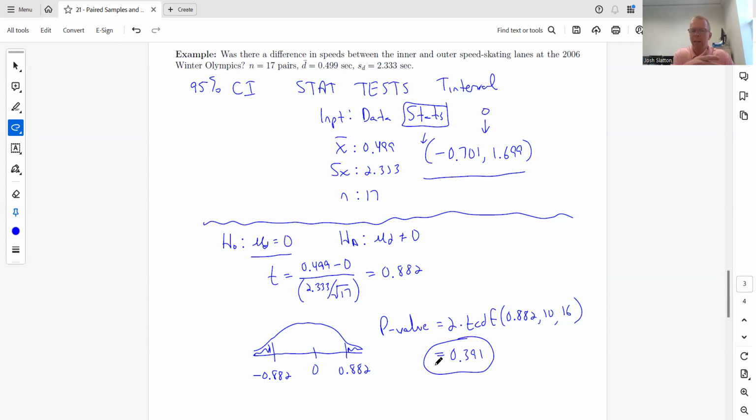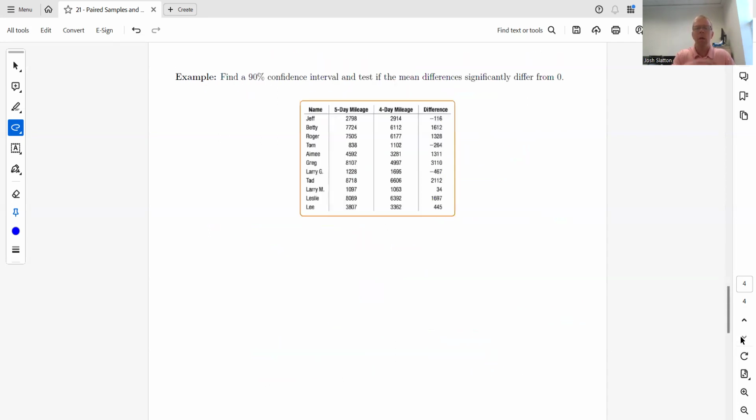These are just quantitative data, and we're just looking at the differences between two pairs of data sets. So nothing too complicated. Now we do see some examples in the homework and on the test review where we have a data set, and so we'll look at how to do these where we have a data set versus summary statistics. And so we'll find a 90% confidence interval and then do a hypothesis test for the mileage example.